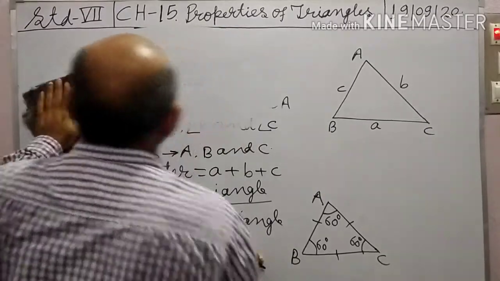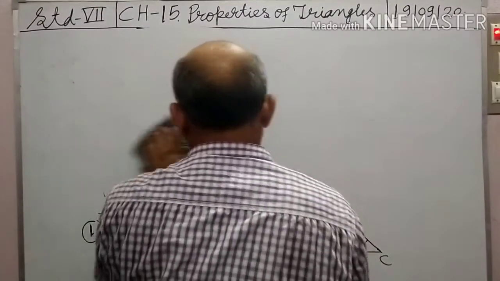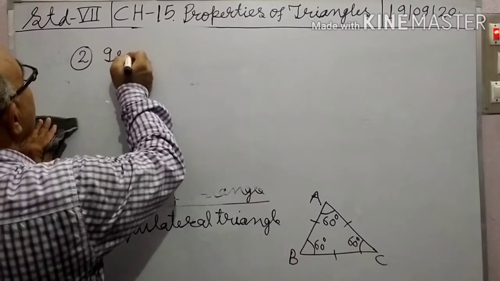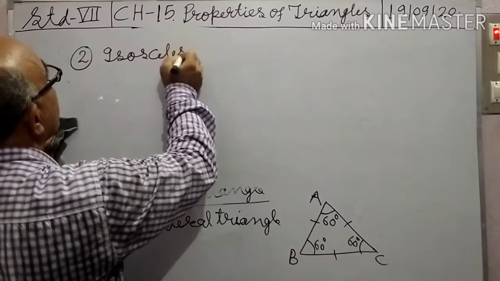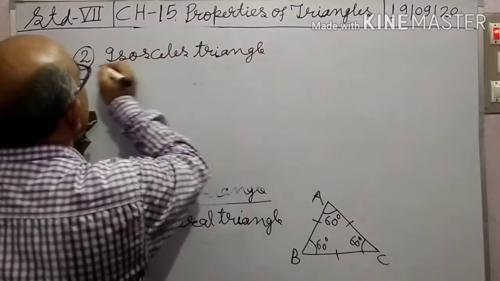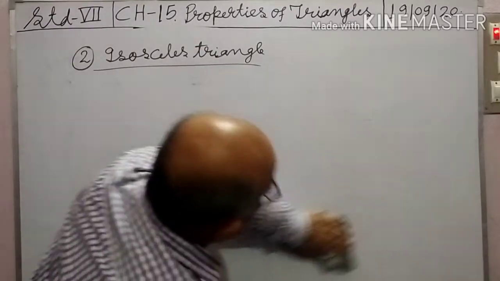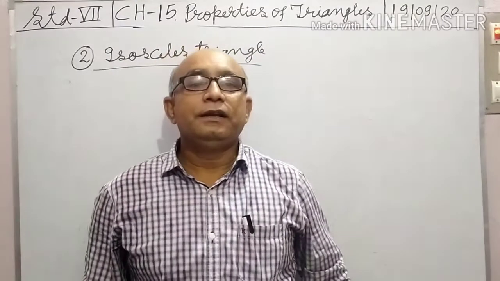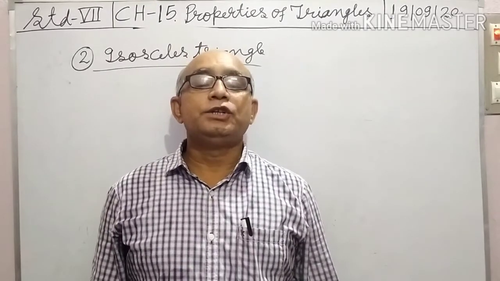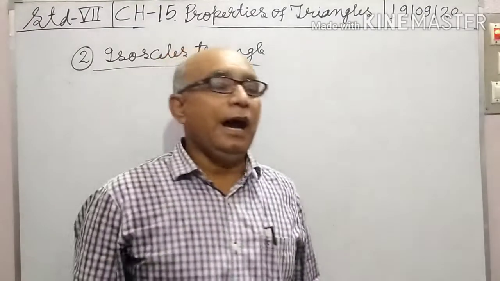isosceles triangle. Isosceles triangle: a triangle in which two sides are equal is called an isosceles triangle, or a triangle whose two sides are equal is called an isosceles triangle.